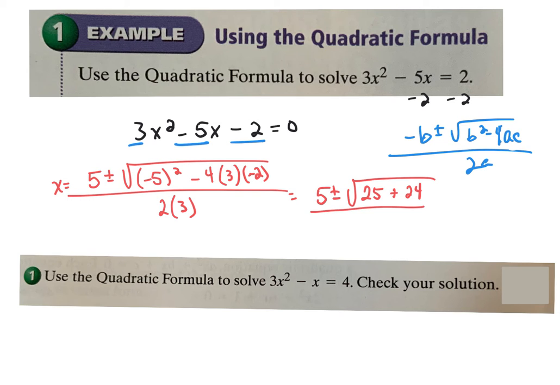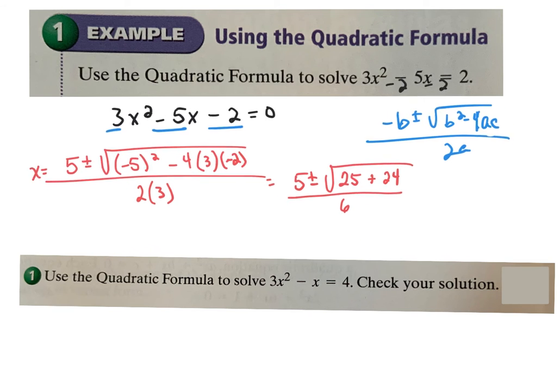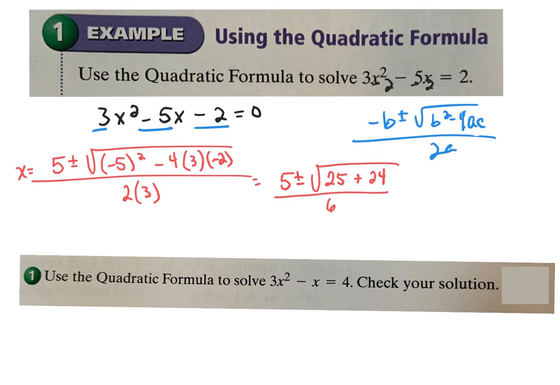All right, and then all over what? 6. I do need to continue to simplify this, okay? So just simplify it. What is 25 plus 24? Yeah, it's 49, right? All right. What is the square root of 49? 7. So I have 5 plus or minus 7 over 6.